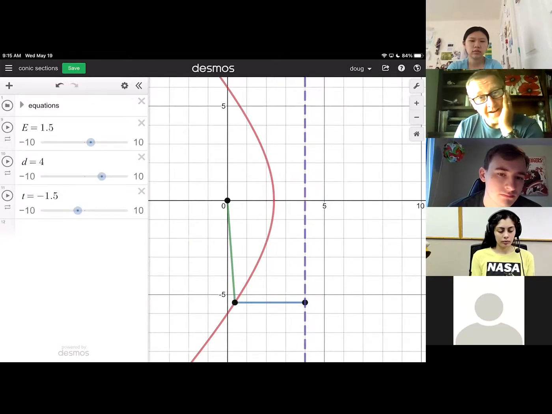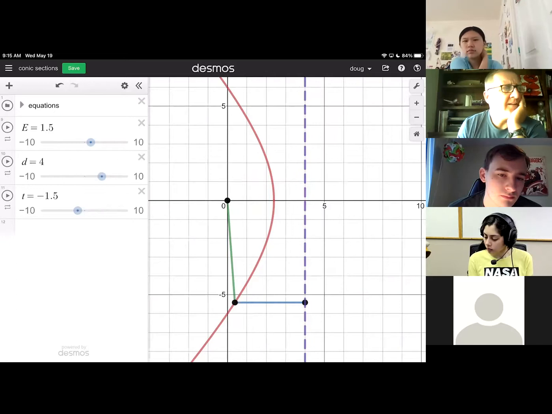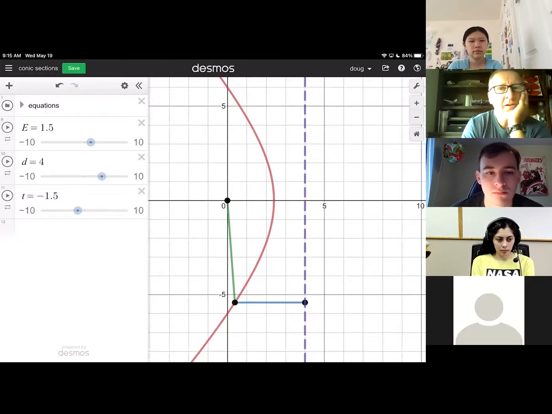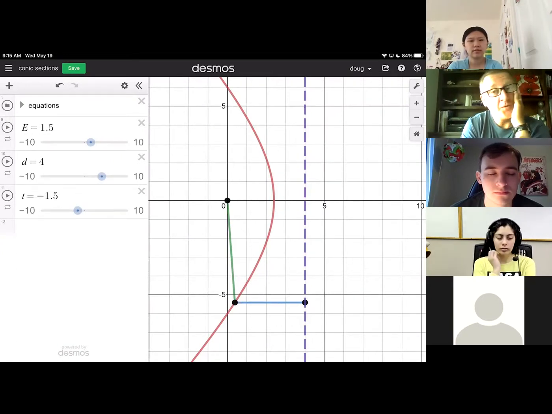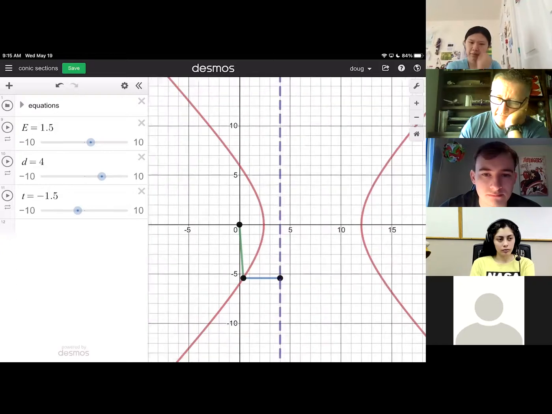Now, because that E value is more than 1, what is this shape? Am I just seeing the end of an ellipse or a parabola or a hyperbola? You should know the answer to that based on what we've been playing around with. If it is less than 1, it's an ellipse. If it's equal to 1, it's a parabola. If it's more than 1, it's a hyperbola. So this is a hyperbola. If I back out, yep, look, there's the rest of it. Okay, that's cool.